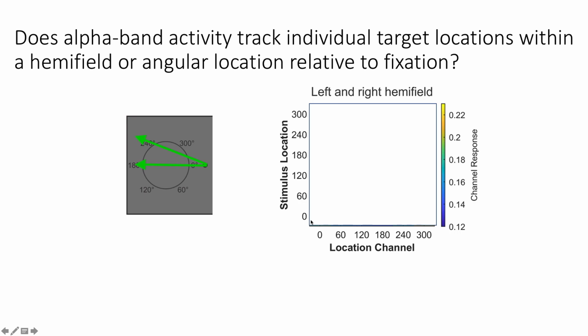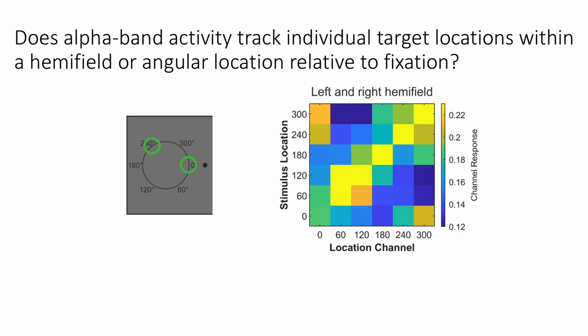Alternatively, if alpha band activity instead tracks the angular location of items relative to fixation, what we'd expect to see is clear channel tuning functions at 300 degrees and 60 degrees, where there's only one angular location in our display, and then relatively poor reconstructions along the midline, where we have multiple channels corresponding to the same angular location. In particular, we'd expect to not be able to differentiate between stimuli presented near fixation and further out in the periphery. So what do we see?